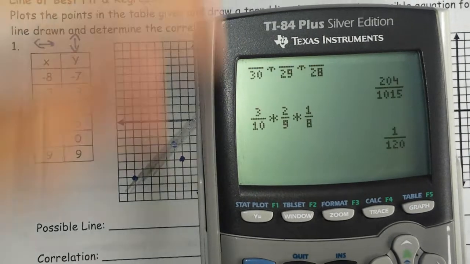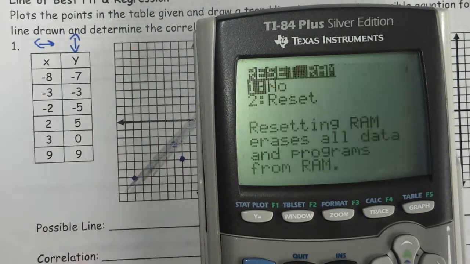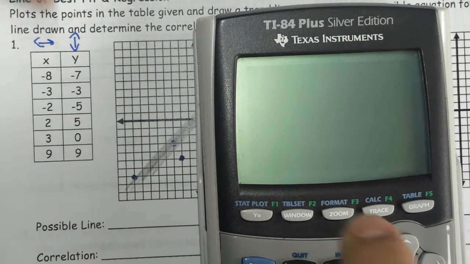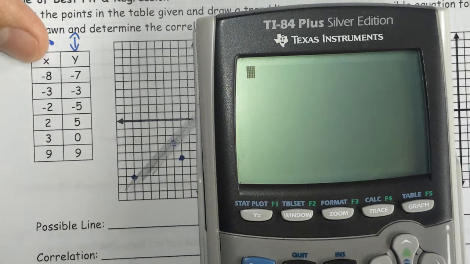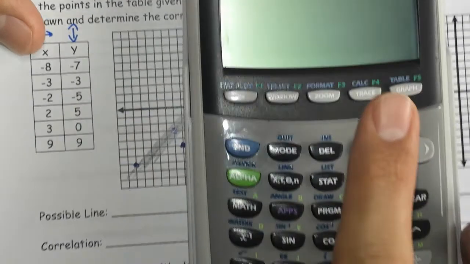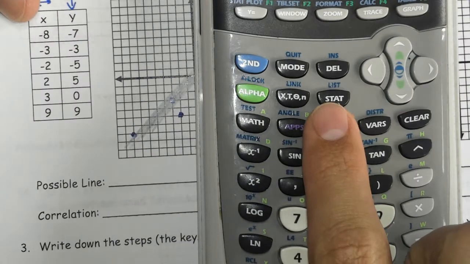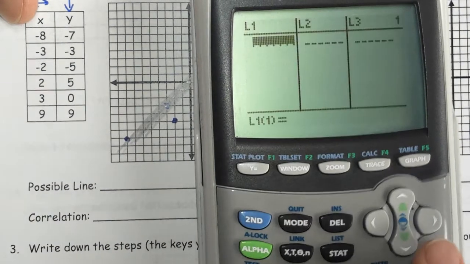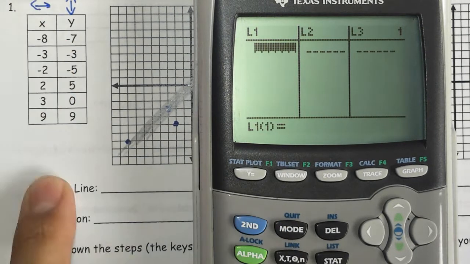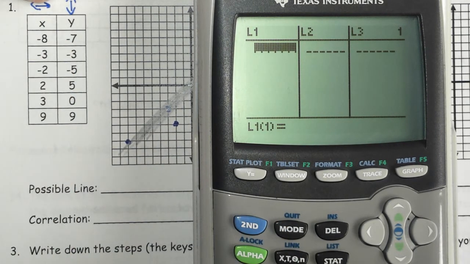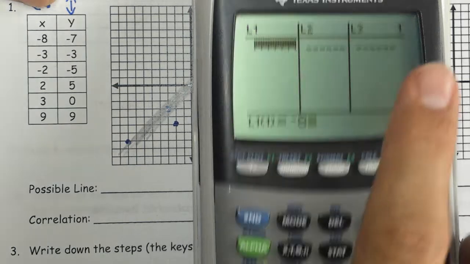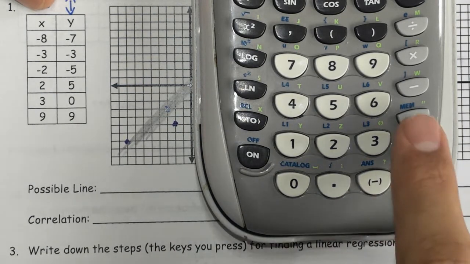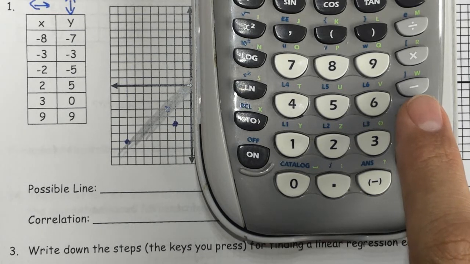Turn your calculator on. Always press second plus 7, 1, 2 to make sure there's nothing in there that shouldn't be. We are going to put in these points. To put in these points, we're going to go to Stat, and then in Stat, we're going to go to Edit. That's the first one. And we're going to plug these in. X is first. My X's are my L1. We do -8. By the way, negatives are done with the white negative sign.